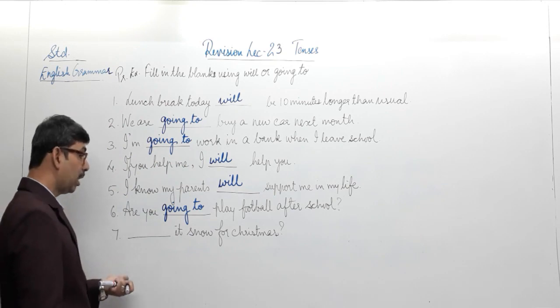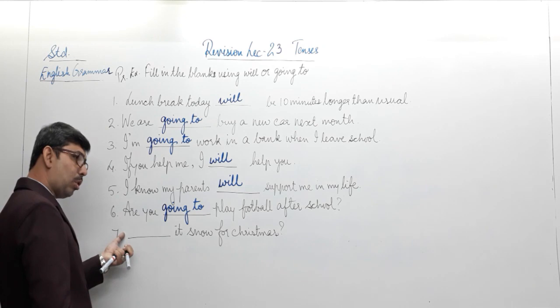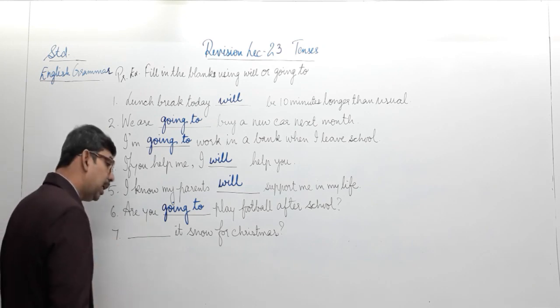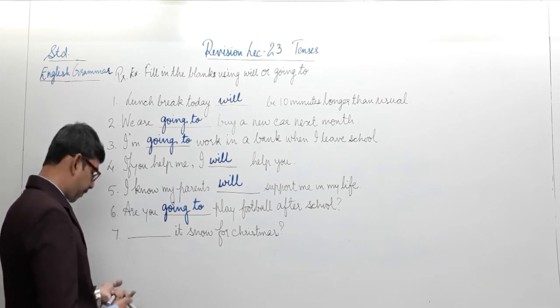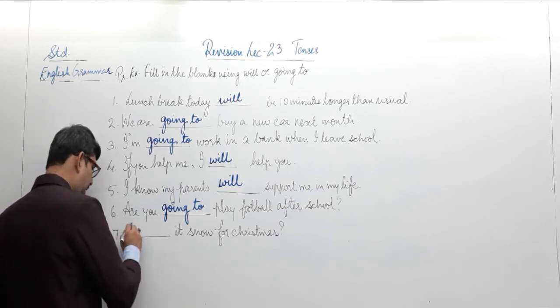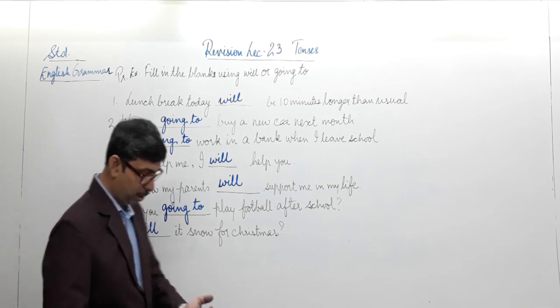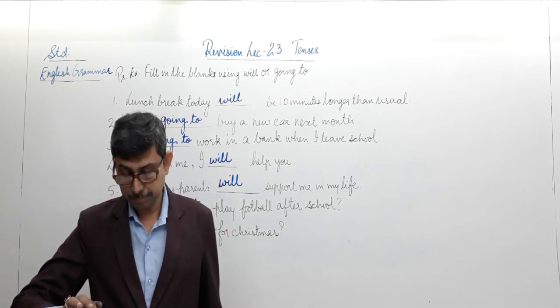And do not be saying going to snow, because you do not have the word, is it going to snow or something like that over here. So simply by writing over here, will it snow for Christmas? Is the day of Christmas going to be a snowing day? So we just need to insert the word will, ask the question beginning with the auxiliary verb will, future tense.